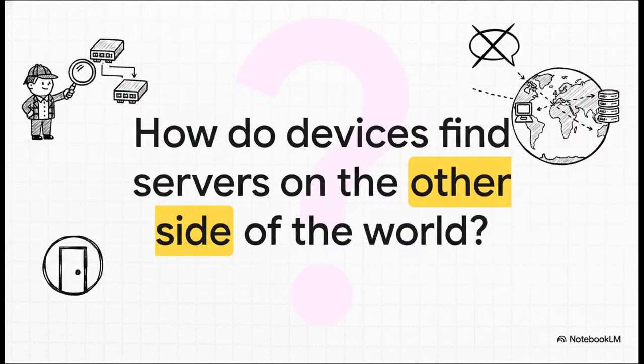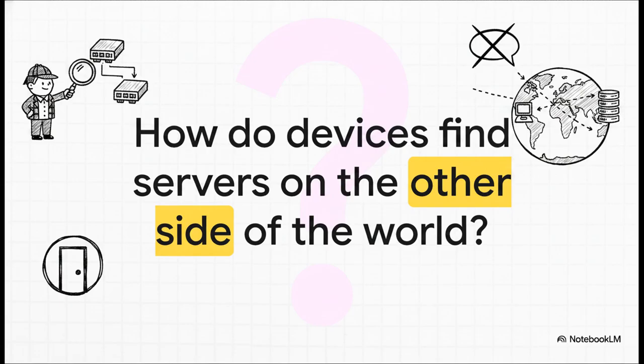So there you have it. We have cracked the case of local communication. We now know that ARP is the network detective that allows all the devices in the same room to find each other using their unique fingerprints. But here's the catch. This whole process, this shouting and replying, only works on a local network.